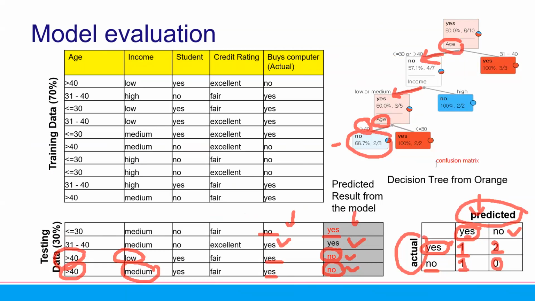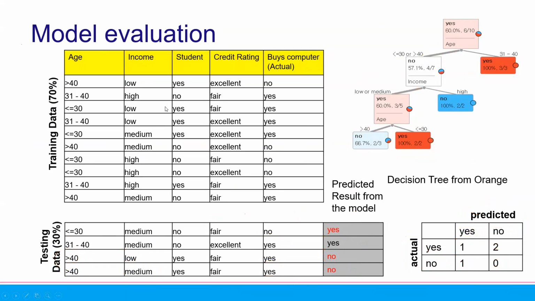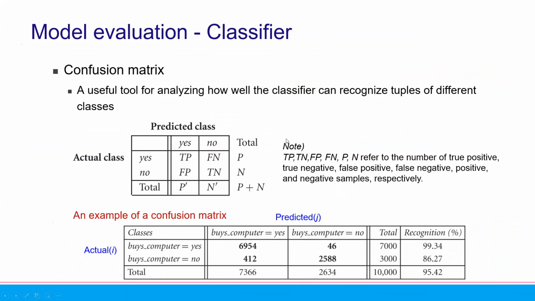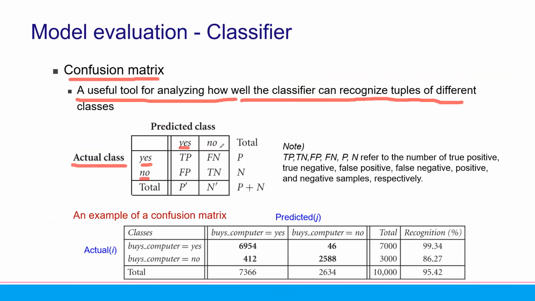Okay. With this confusion matrix, we can measure the goodness of the model. We call this the confusion matrix. It is a useful tool for analyzing how well the classifier can recognize tuples of different classes. We have the actual class, at this moment yes and no, and we have yes and no for the predicted class.